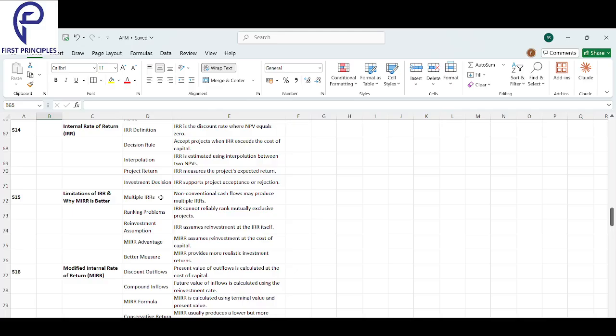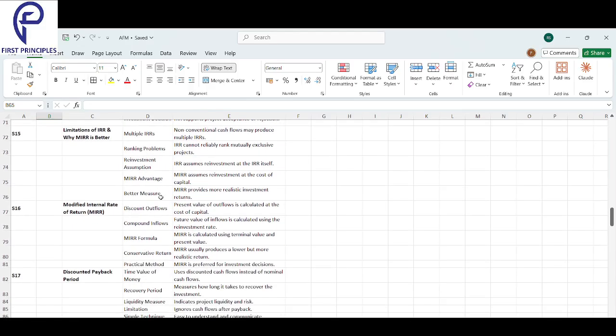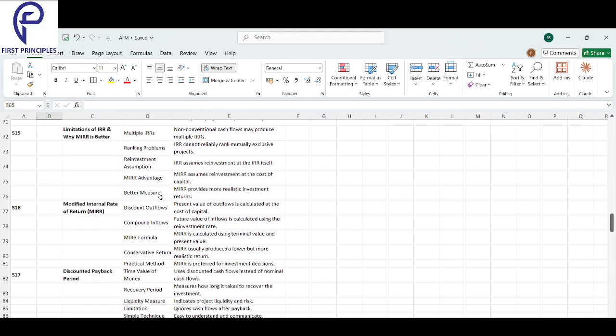If your project return is greater than your cost of capital, then you can go for the project. If not, don't go for the project. For the investment decision, IRR supports project acceptance or rejection, and you know the decision rule. It helps you to decide whether you should go for a project or not. Next, limitations of IRR and why MIRR is better.